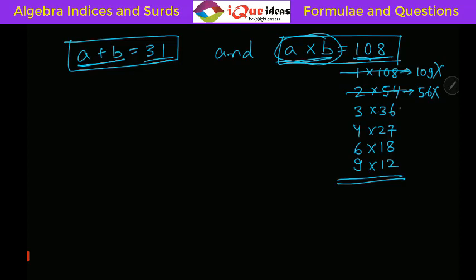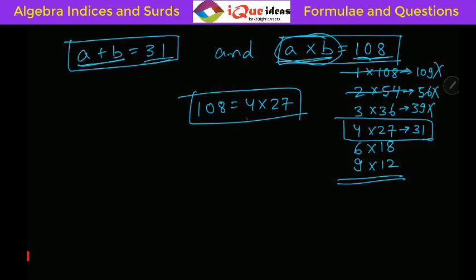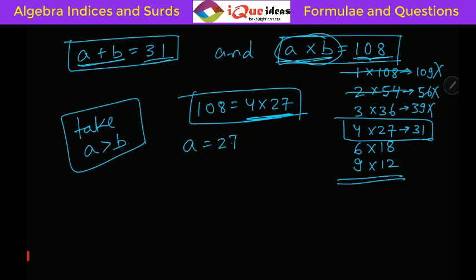From there you can see that 3 plus 36 is 39. That is wrong. 4 plus 27 is 31. Right, this is the correct possibility. So we have 108 equal to 4 into 27 as the correct possibility. Now the question comes, which one is a, which one is b? One thing is very clear. Always, by default, take a greater than b, so that there is no confusion at all. So we'll take a equal to 27 and b equal to 4.